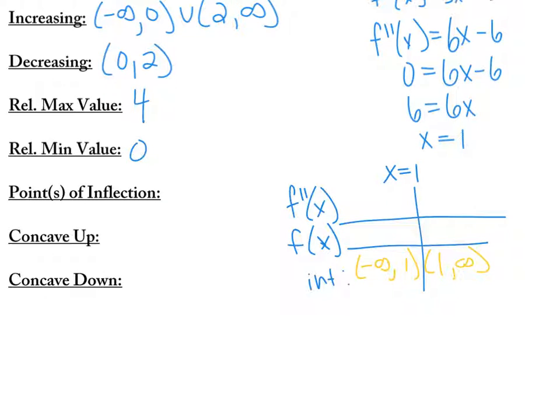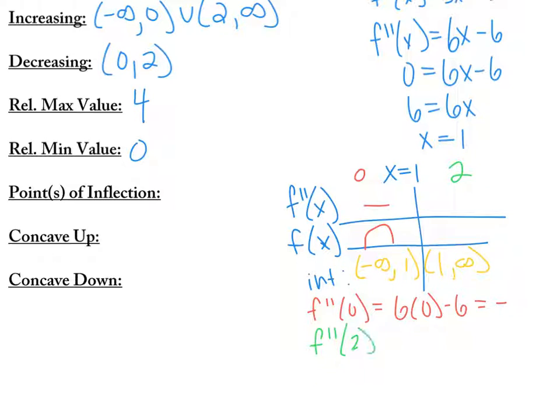So we need to test a number to the left. Okay. So I'm going to go ahead and test 0. So f double prime of 0 gives me 6 times 0 minus 6, which is a negative number. So that means that f of x is concave down. And then I'm going to test a number to the right, so let's test 2. Remember that since we are doing the second derivative test, we need to test it in the second derivative. And that gives me a positive number, so it's concave up.